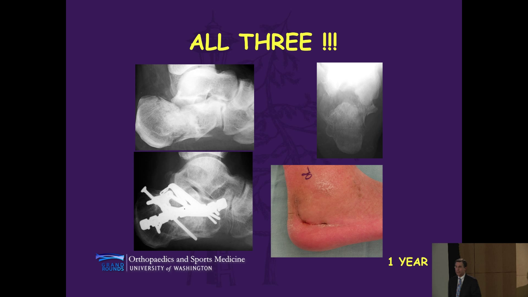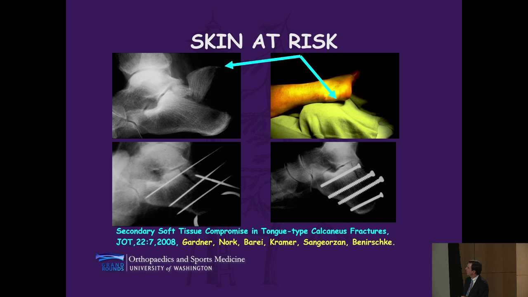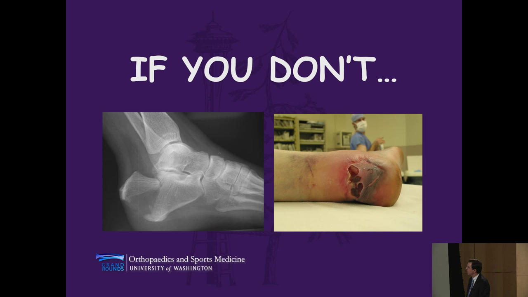So what is a surgical emergency? Well, we've talked about the open fracture. That's quite obvious. That needs initial management. But we also identified a number of patients that have been sent to us with skin at risk, and that is where the cutaneous envelope, principally the posterior envelope, has been put at risk. The skin is essentially white here. If it's not managed acutely, it will become black because it's avascular, and that necessitates some immediate management, and this was written up by Mike Gardner, who alluded to the importance of reduction of that displacement. This is what happens if you don't do that, and you can see this is a relatively elementary tongue variant injury, and you can see essentially the tuberosity is trying to erode its way through the skin.